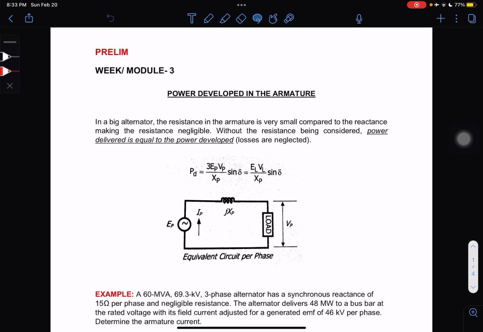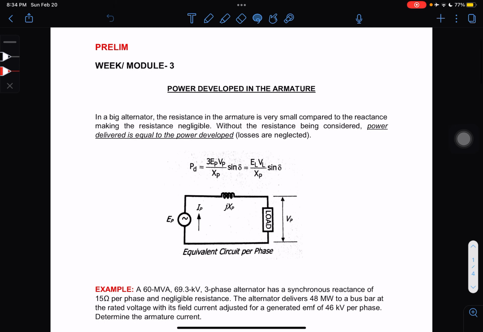Class, welcome back for our module number 3, our last topic in our prelim. So we have here power developed in the armature. In a big alternator, the resistance in the armature is very small compared to the reactance, making the resistance negligible. Without the resistance being considered, power delivered is equal to the power developed, or losses are neglected.